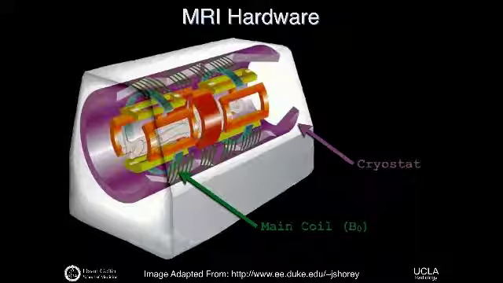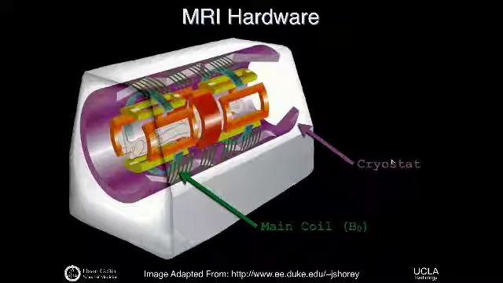Two things that are important in this figure are the so-called main coil, or the B0 coil. You just see a bunch of windings of wire. It's what we call a solenoid, wires that loop around in a helix around the scanner. Those main coil wires are in a so-called cryostat, and the cryostat is filled with liquid helium. That keeps everything cold and superconducting and lets us operate this as a superconducting electromagnet.